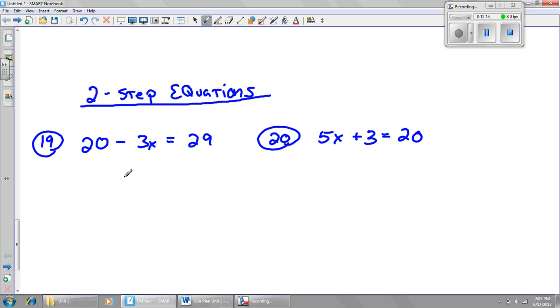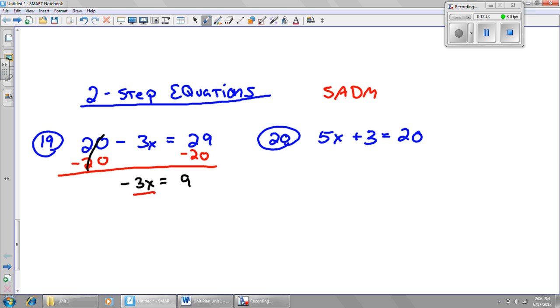All right, I'm going to go ahead and solve them. First thing I'm going to do is, remember, I'm going to listen to Saddam. That means to undo subtraction and addition before I undo division and multiplication. I'm going to subtract 20 from each side. These will cancel, leaving me with negative 3x, which will equal 9. I'm going to divide each side by negative 3. X will equal negative 3.